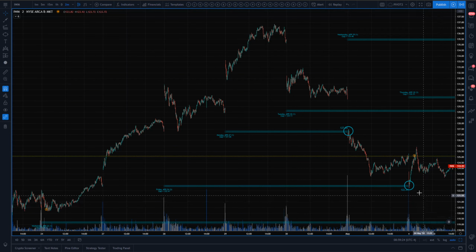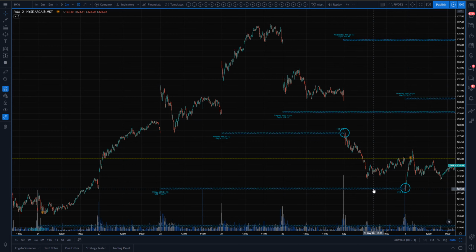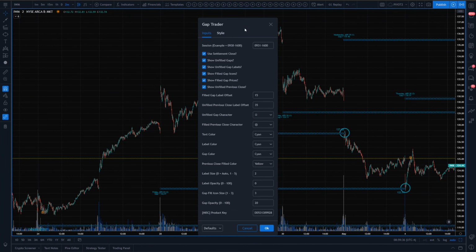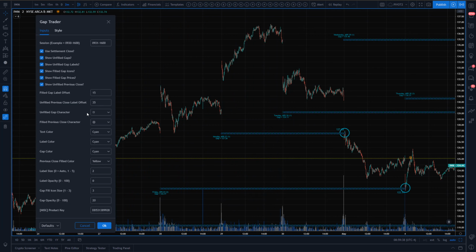And as soon as May 4th happened, near the open, there was a circle printed, which you can change what this icon actually is. You can change virtually everything on the Gap Trader tool. You can change what the unfilled gap character looks like. It can be many different things. You can change it to a clover leaf if you want to, and it will print that clover leaf every time the gap is not filled. So you can't really see it because they're all kind of on top of each other, but it's there.